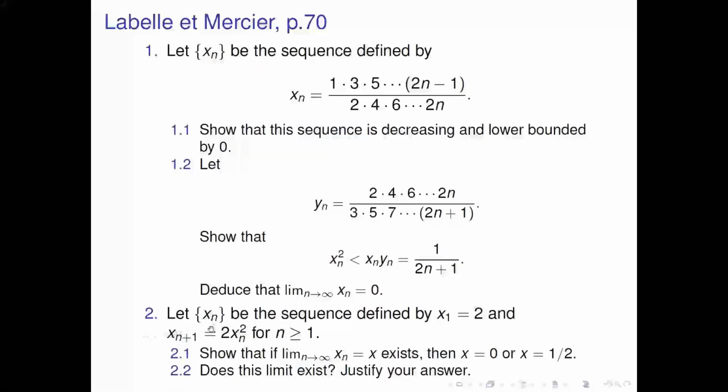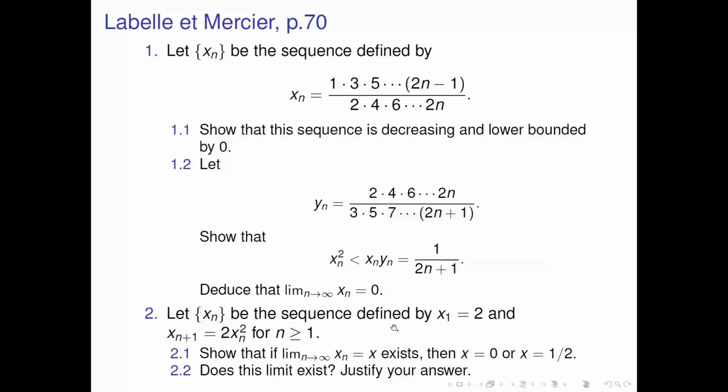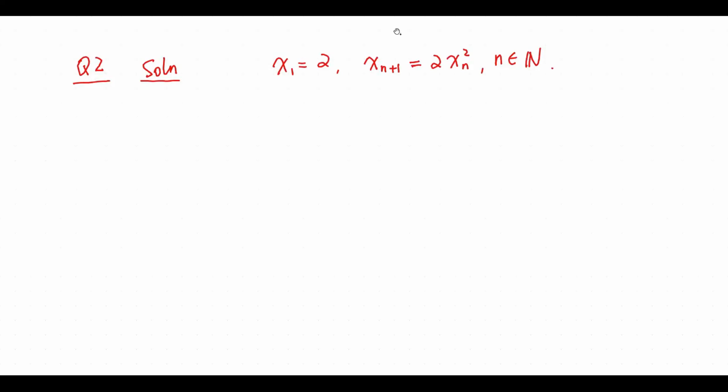Question 2. Let xn be the sequence defined by x1 equals 2 and xn plus 1 equals 2 times xn squared. Show that if the limit of xn equals x exists, then x equals 0 or x equals 1 over 2. Question: does this limit exist? Justify your answer.